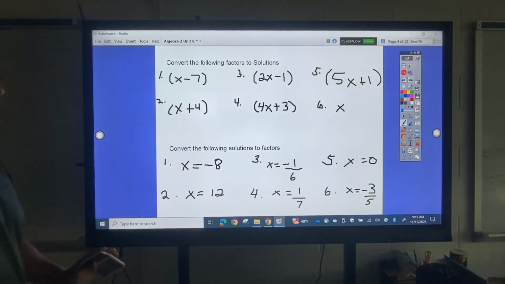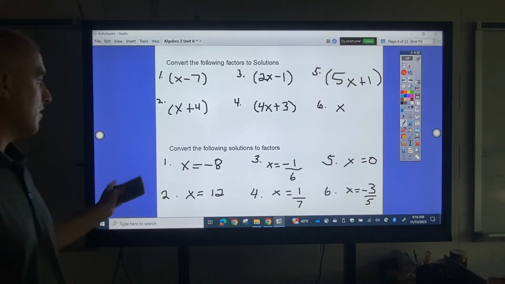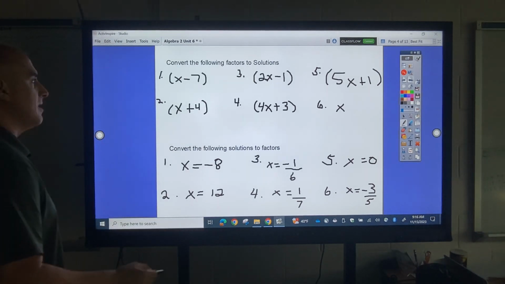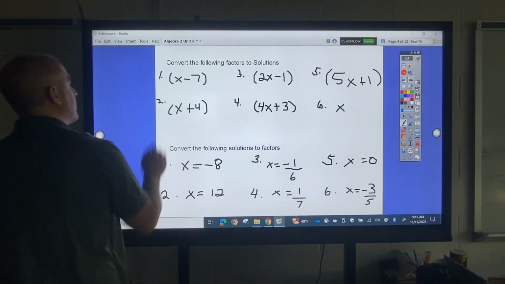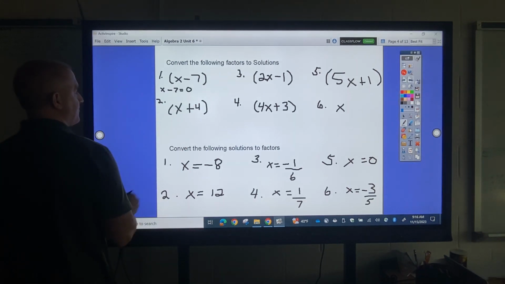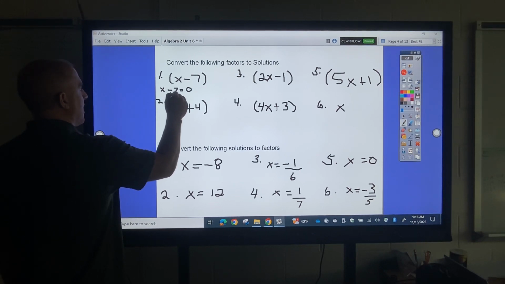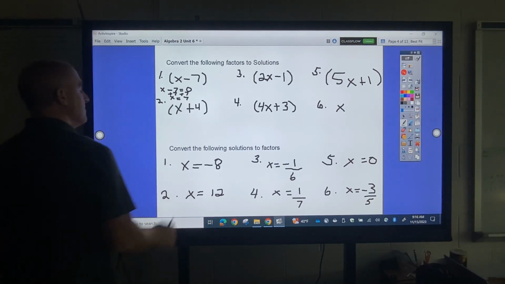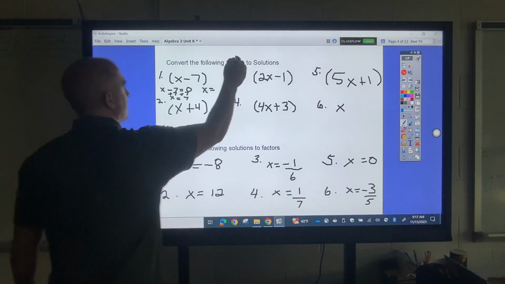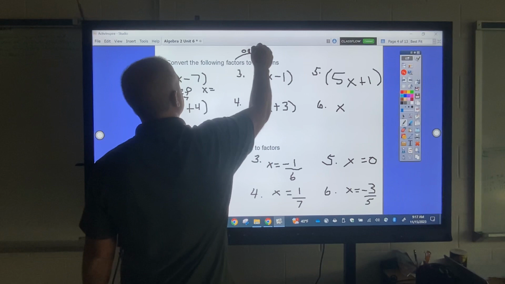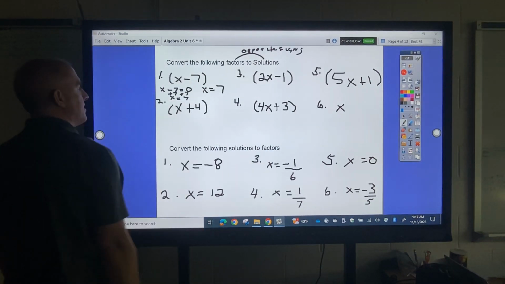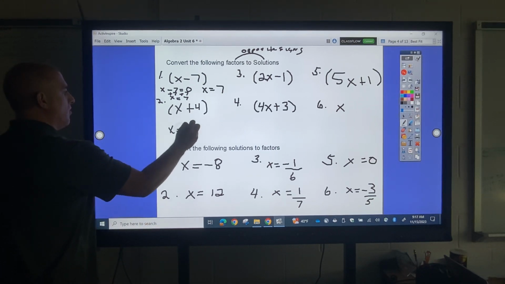All right, converting from solutions to factors. Converting from factors to solutions, solutions to factors. So here's something you have to understand. If you go to solve, you would add 7. So it's x equals 7. So the fast thing to understand is that when you convert those, it's x equals to this. These are opposite signs. If you just want something very quick, you have to understand those are opposite signs. So that's that. This would be x equals negative 4.